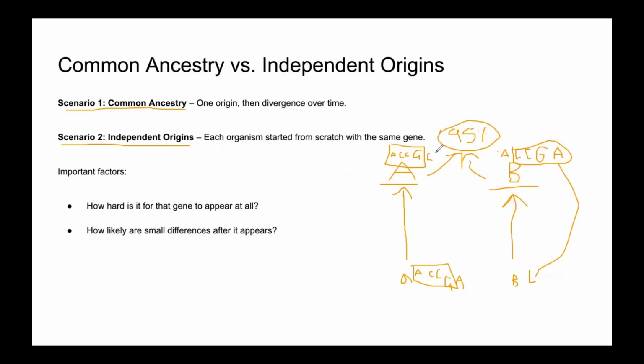We can't infer homology without having an answer, or at least understanding, those two questions, right? So let's say we're talking about this gene ACGC. How hard is it for that gene to appear at all? Now, that's a tough question. What that's basically asking is, how likely is it for that gene to have occurred? How likely is it for that gene to have originated? In other words, how likely is it for that organism to have existed? That's essentially what it's saying.